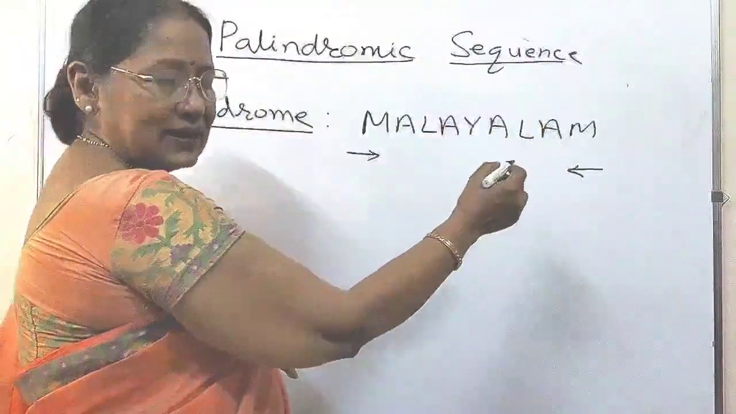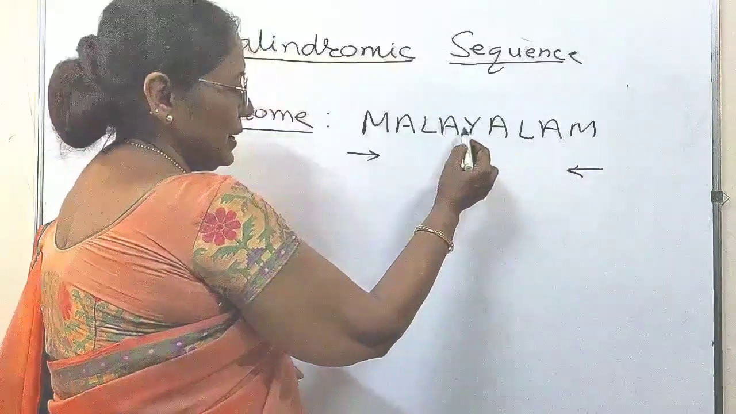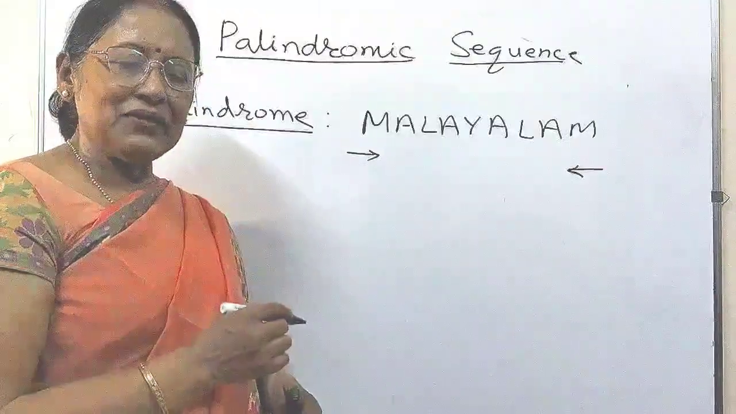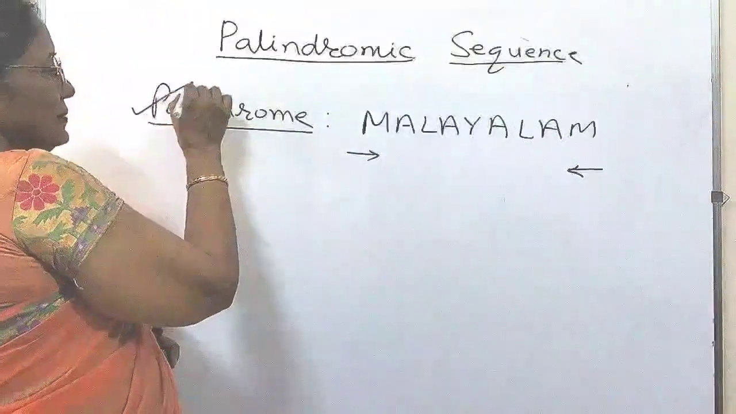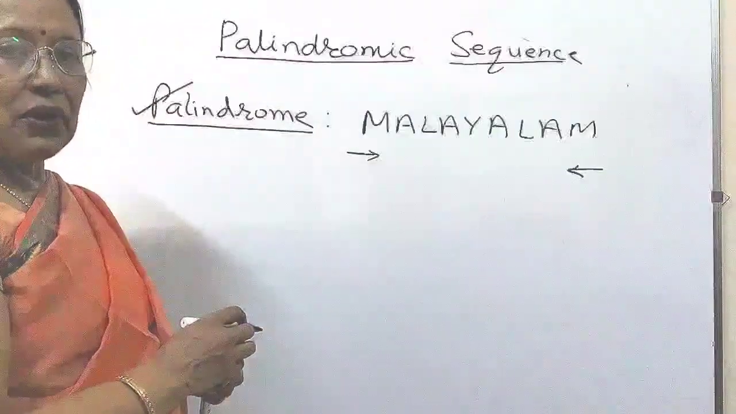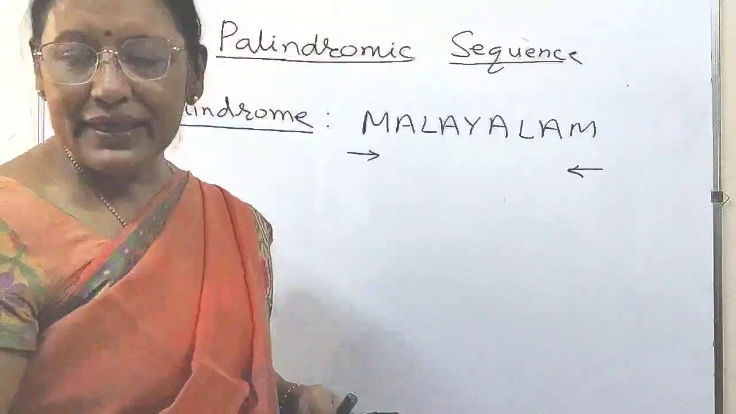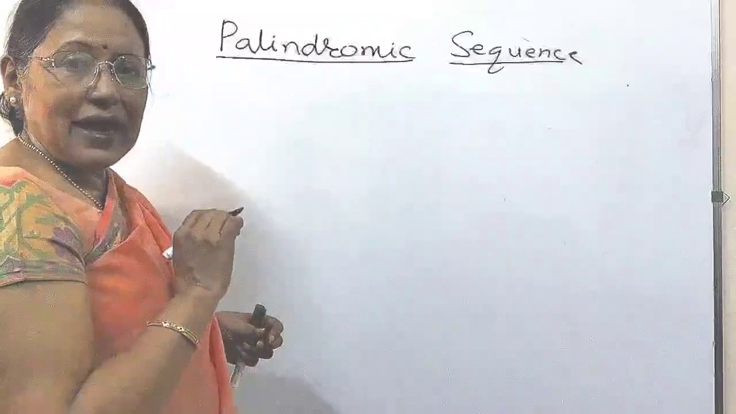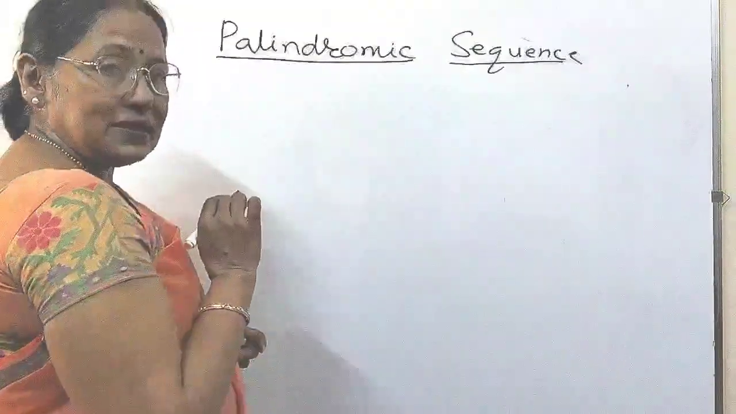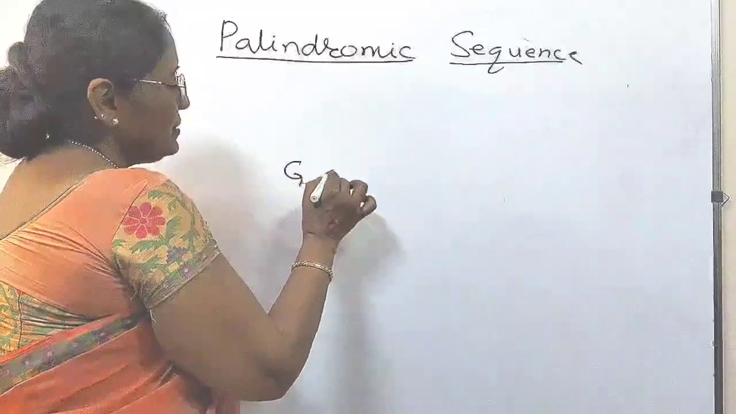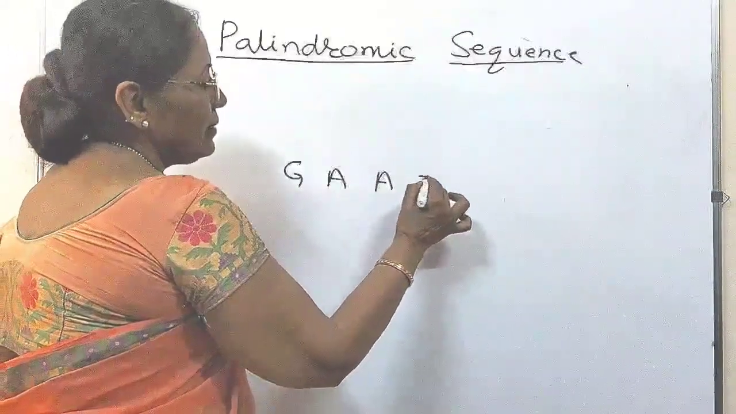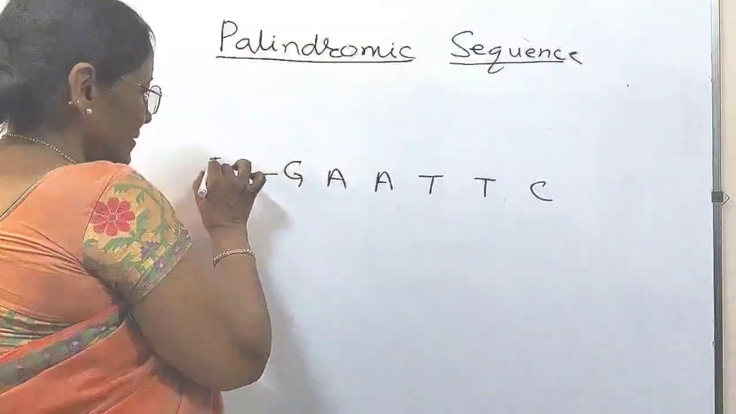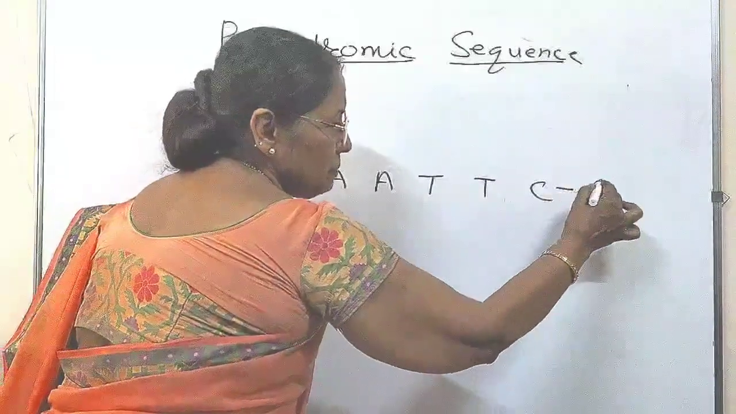See from this side, M-A-L-A-Y-A-L-A-M. These kinds of words or sentences are called palindromes. But in molecular biology, it is a bit different. Let us take the example of one nitrogen-based sequence in one strand of DNA, which is G-A-A-T-T-C. This is the 5' end and this is the 3' end.